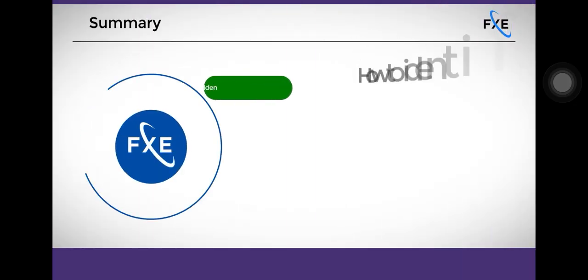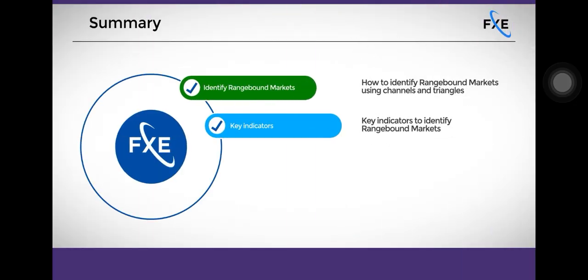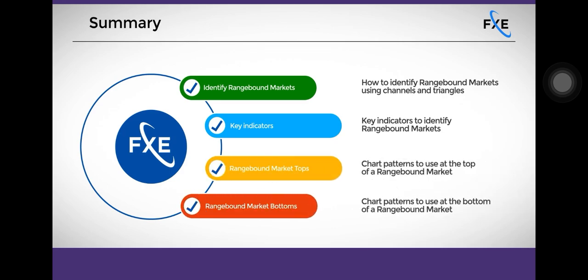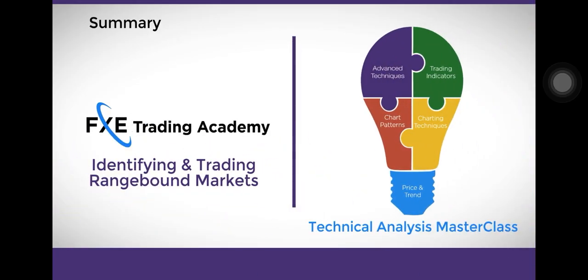In this lesson, we have learned how to identify range-bound markets using channels and triangles, key indicators to identify range-bound markets, chart patterns to use at the top of range-bound markets, and finally, we learned the chart patterns to use at the bottom of range-bound markets. In the next section, we will take a look at range-bound markets on larger time frames and identify opportunities to trade in the middle of the range using specific chart patterns and signals.